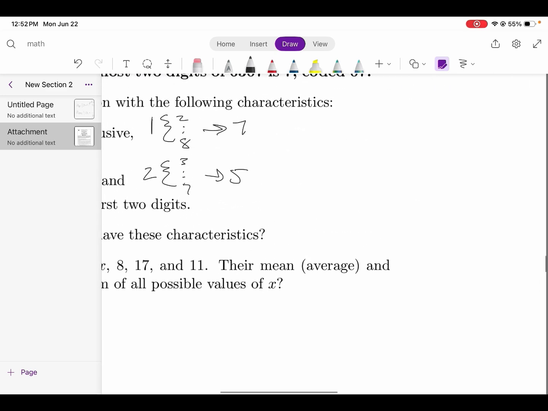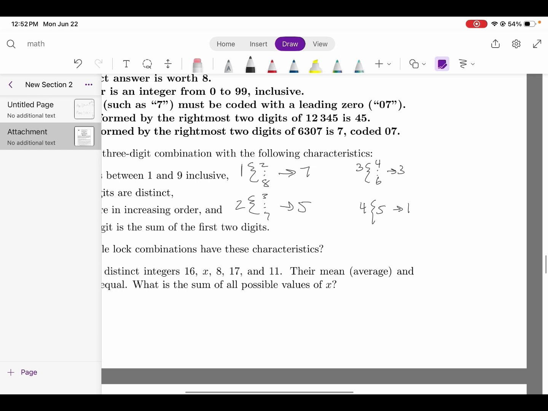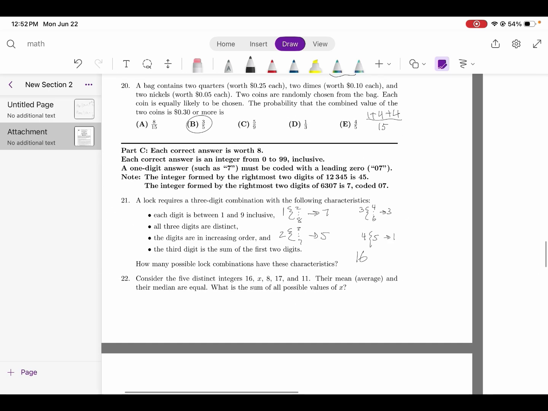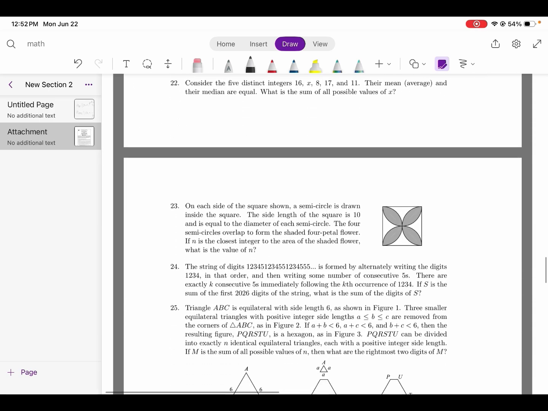And then for 3, you would have 4 all the way to 6, so 4, 5, 6, and that would be 3. And finally for 4, you would just have 5, which is 1. And if you add these together, 7 plus 5 plus 3 plus 1 is equal to 16 lock combinations. Okay.